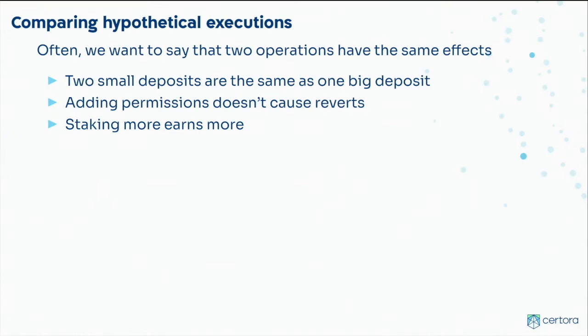A third, more financial property is if you have a contract where you stake some money, and the more you stake, the more you should earn. That's a property that's comparing hypothetical executions, right? One in which I stake less, one in which I stake more. And similarly, if I stake the same amount, but stake it for a shorter or longer period, we might want to give guarantees about that as well. So these are all properties that compare one hypothetical sequence of operations with another hypothetical sequence of operations.